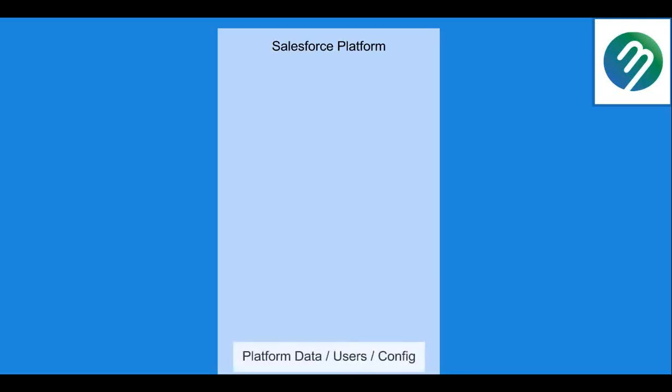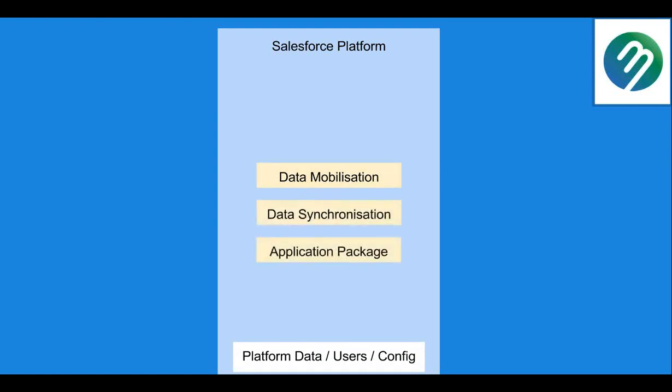So we'll start to see how, in context, we're going to work today. We have the platform, and we have our normal data, users, and our config data, and we say, well, we want to start to mobilize that data. We want to be able to synchronize that data, and we want to be able to push application packages to devices, and we want to make sure that all of that can work offline, our cache will work.